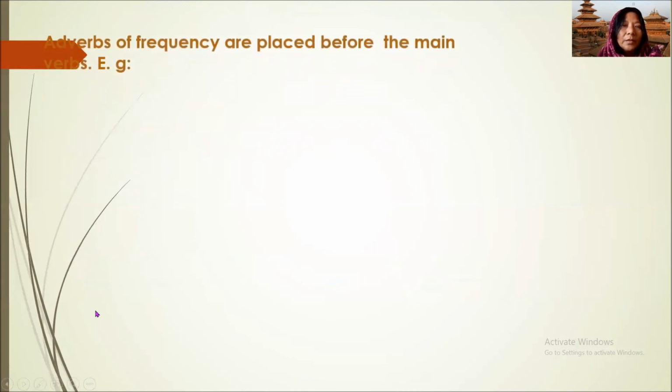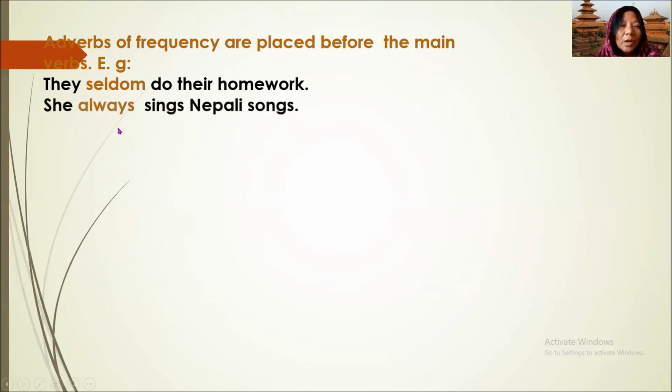Now, adverbs of frequency are placed before the main verbs. They seldom do their homework. Here do is the main verb and seldom is the adverb of frequency. She always sings Nepali songs. Here, sings is the main verb, and before sings there is always. I occasionally visit my uncle. Occasionally is the adverb of frequency.